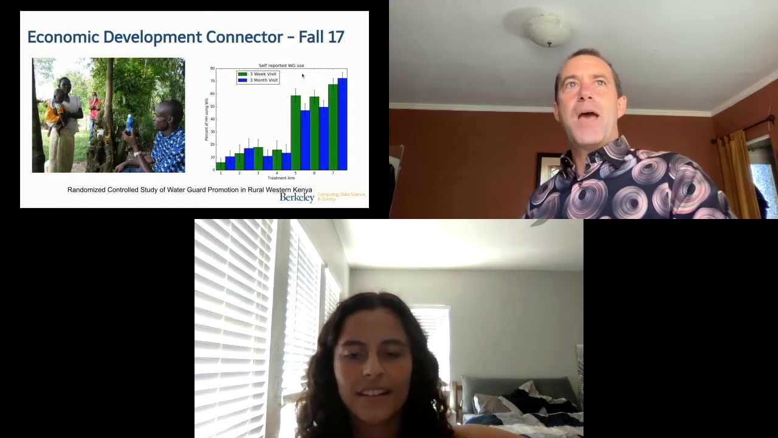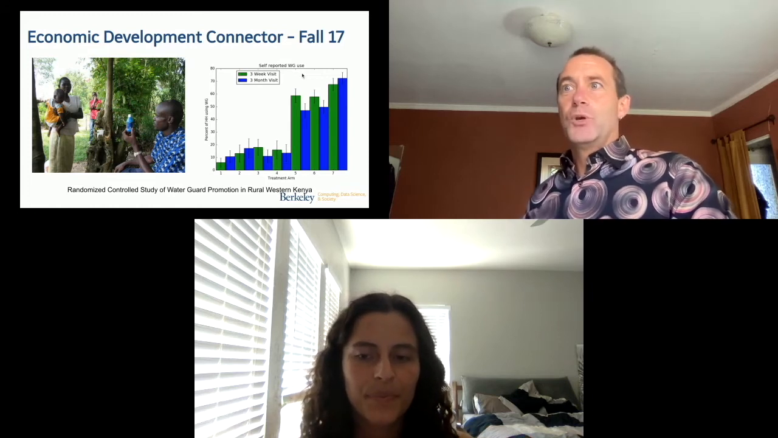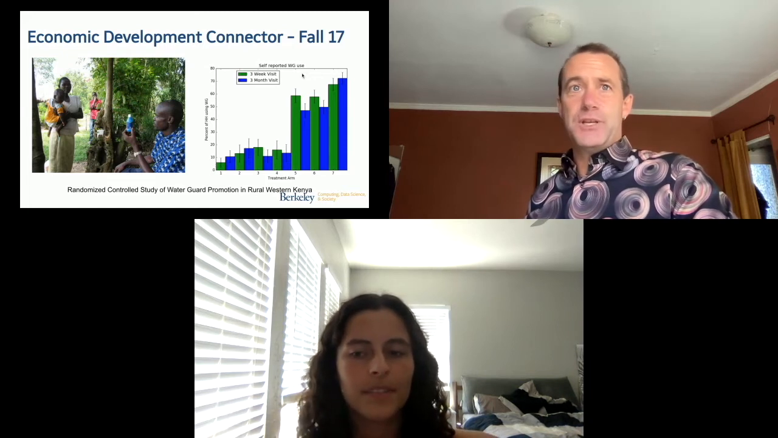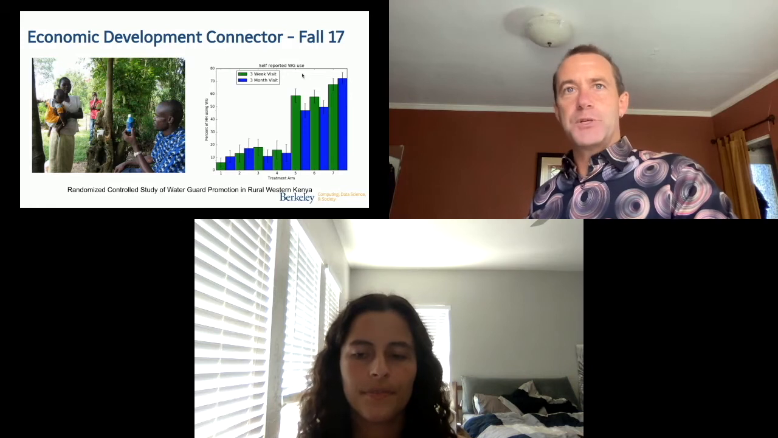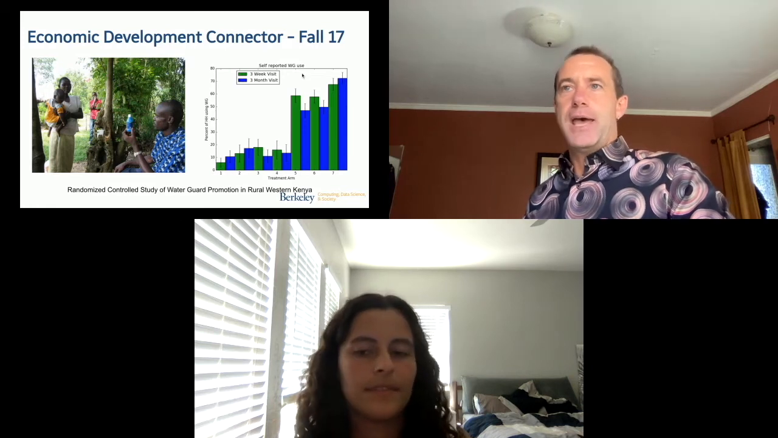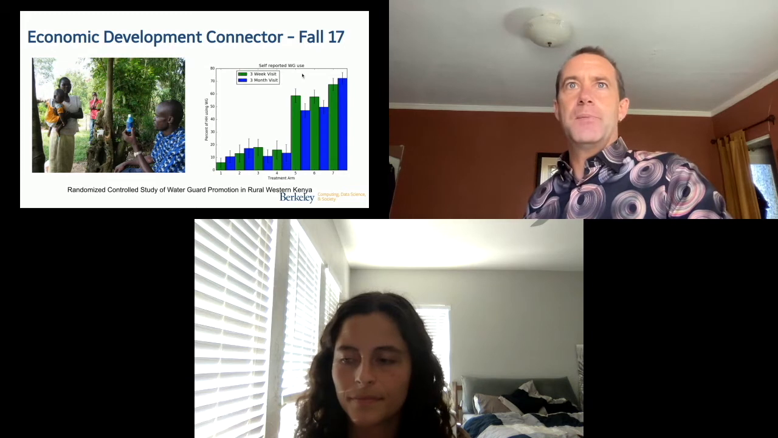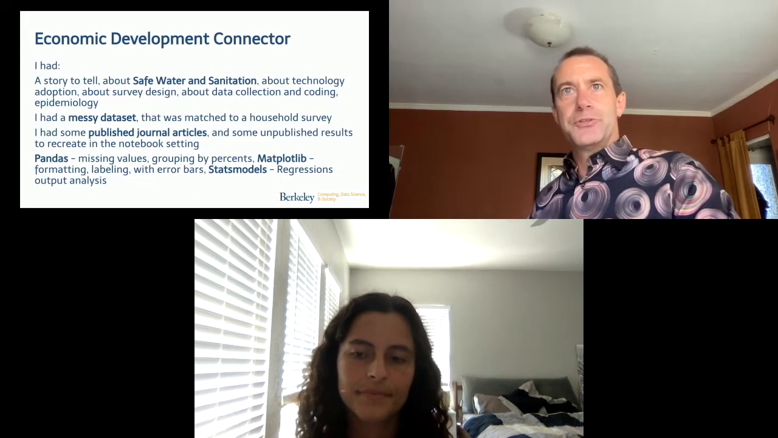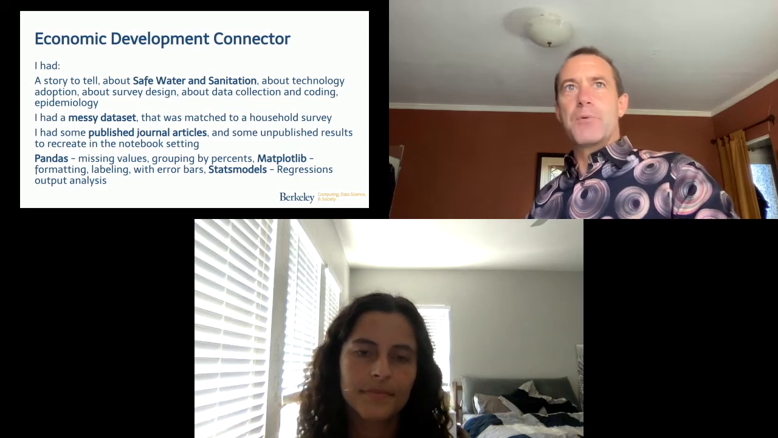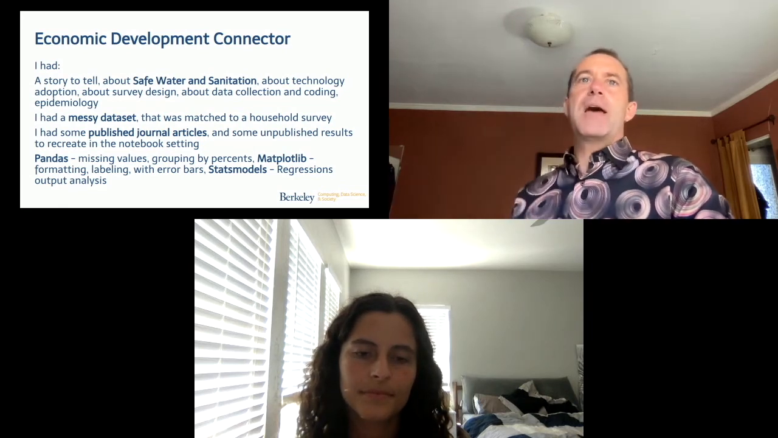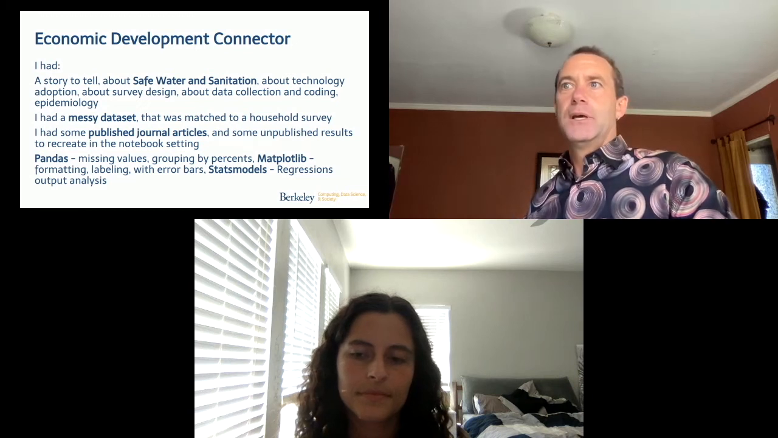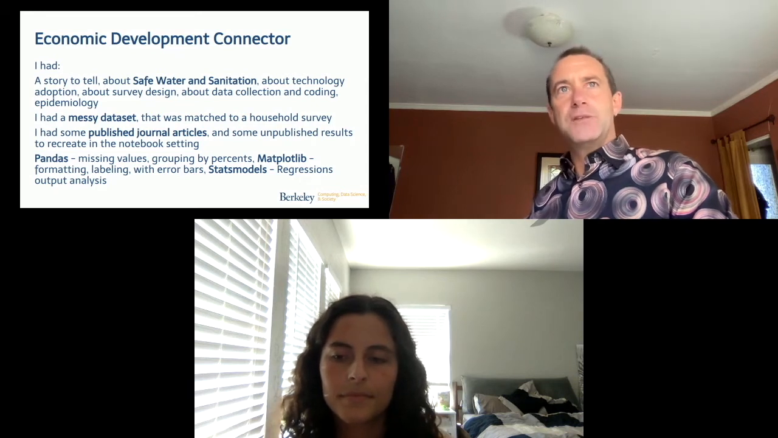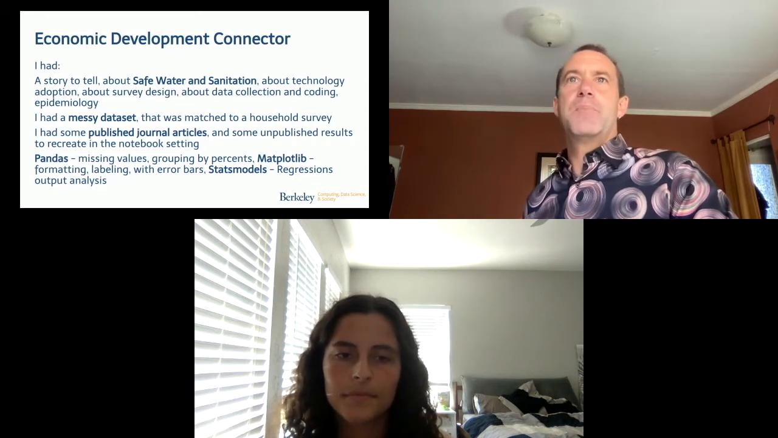So the way I thought about the connector class back then was, I had a story to tell about safe water and sanitation, something I was passionate about in public health, from a previous part of my career that I cared about a lot. I had a messy data set. I had published journal articles and some unpublished results that were kind of interesting, and we could show the pathway of the data through the notebook to get to where it would look like a graph you would see in a paper.